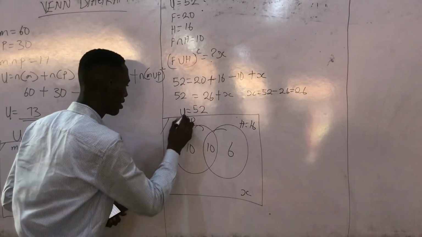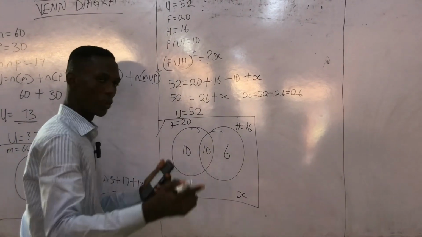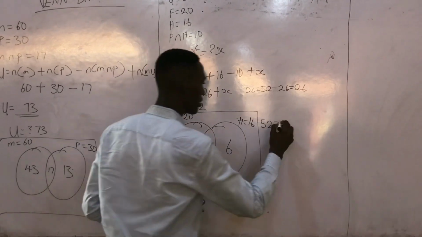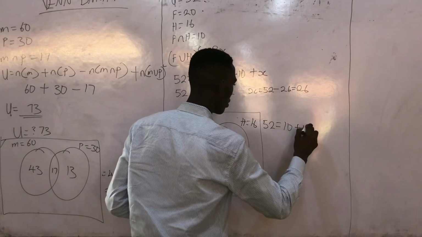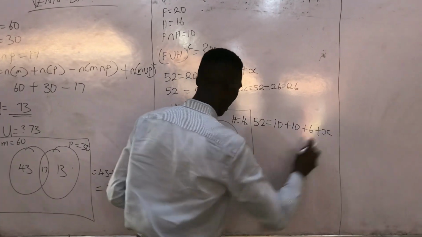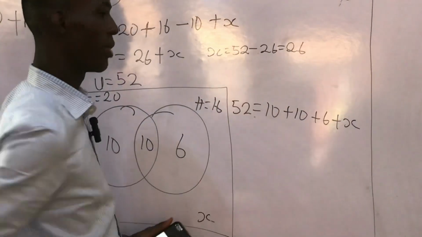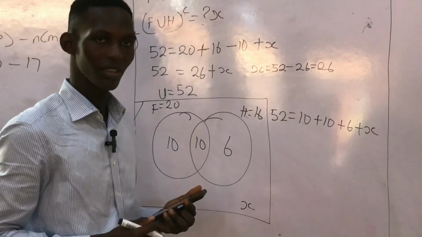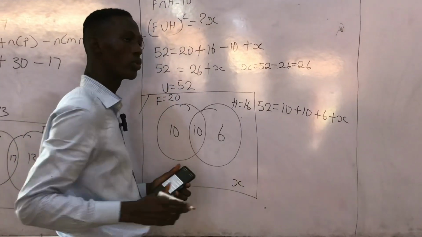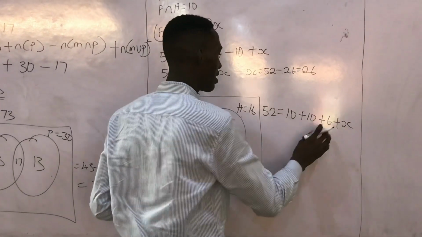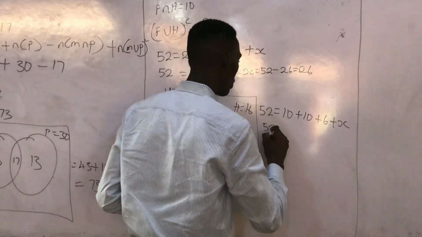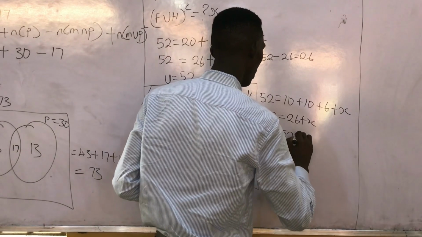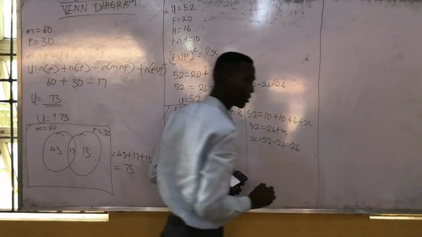So now this is our missing figure, because to get our universal set, we have to shade all. So now you get what I'm trying to talk about. Our universal set is 52, equal to 10 plus 10 plus 6 plus x. So we include this, and we will still arrive at the same answer. I was giving you this also because it might be a scenario whereby you need to solve fast. But for those solving it using theoretical aspects, this is how you will be solving it. So 52 is equal to 26 plus x. Therefore, x is equal to 52 minus 26, which equals 26. So are you with me?